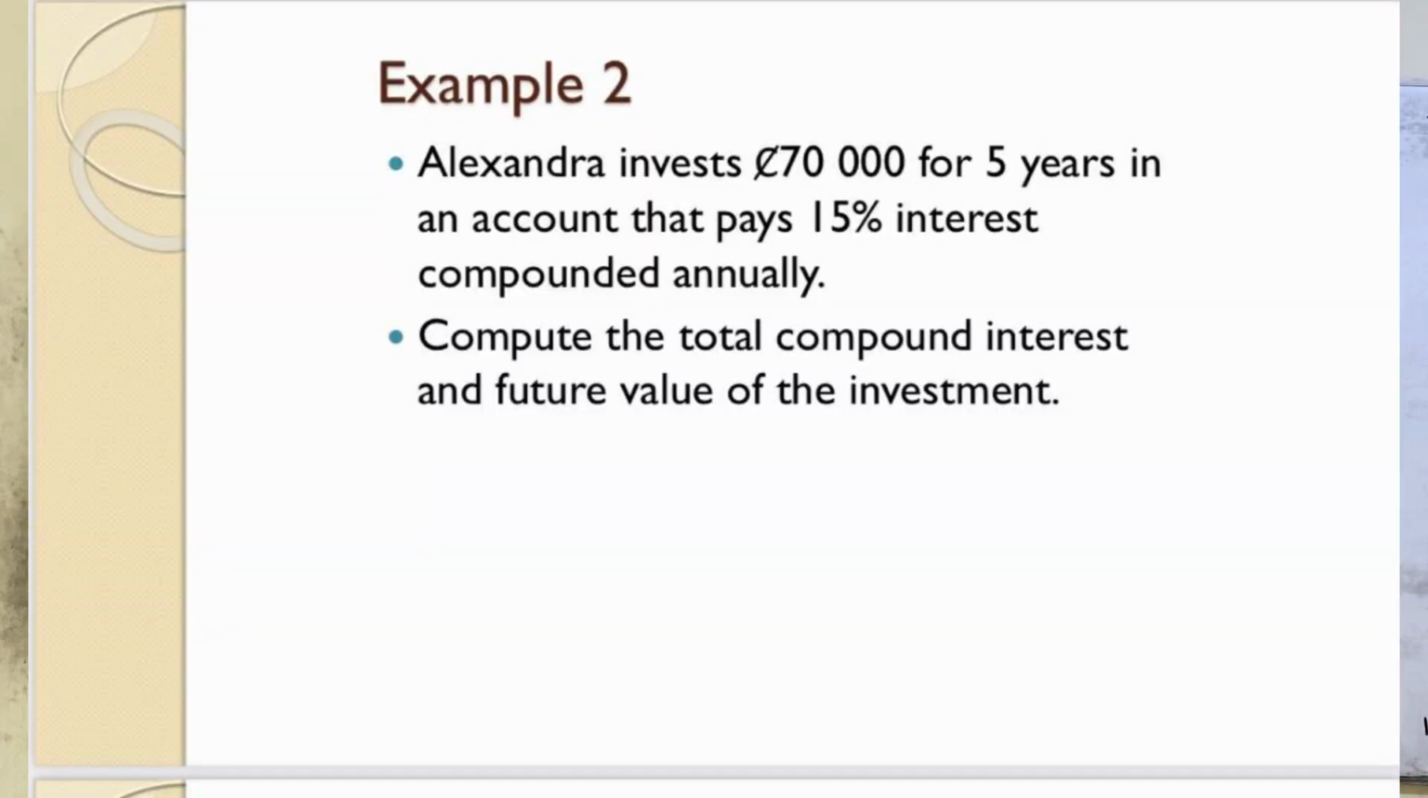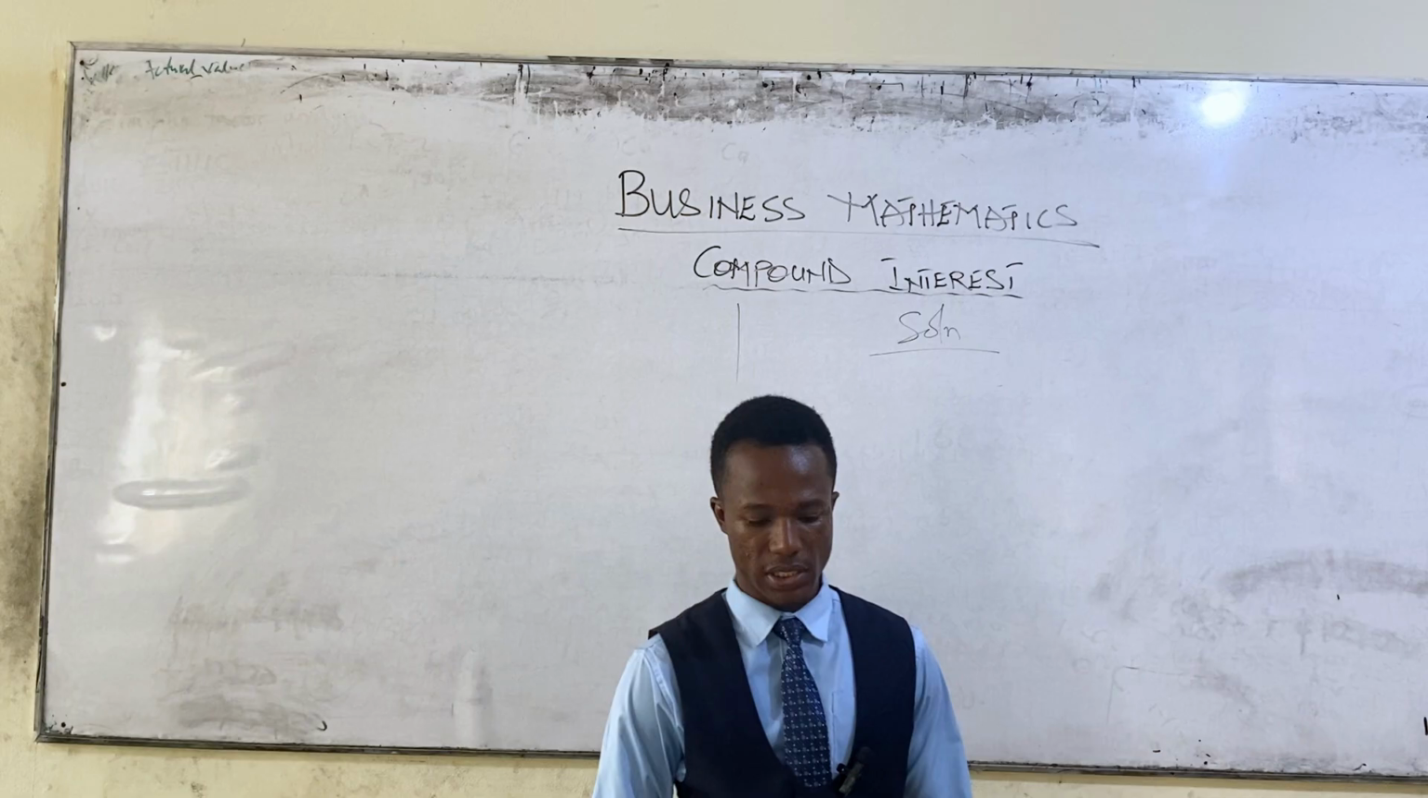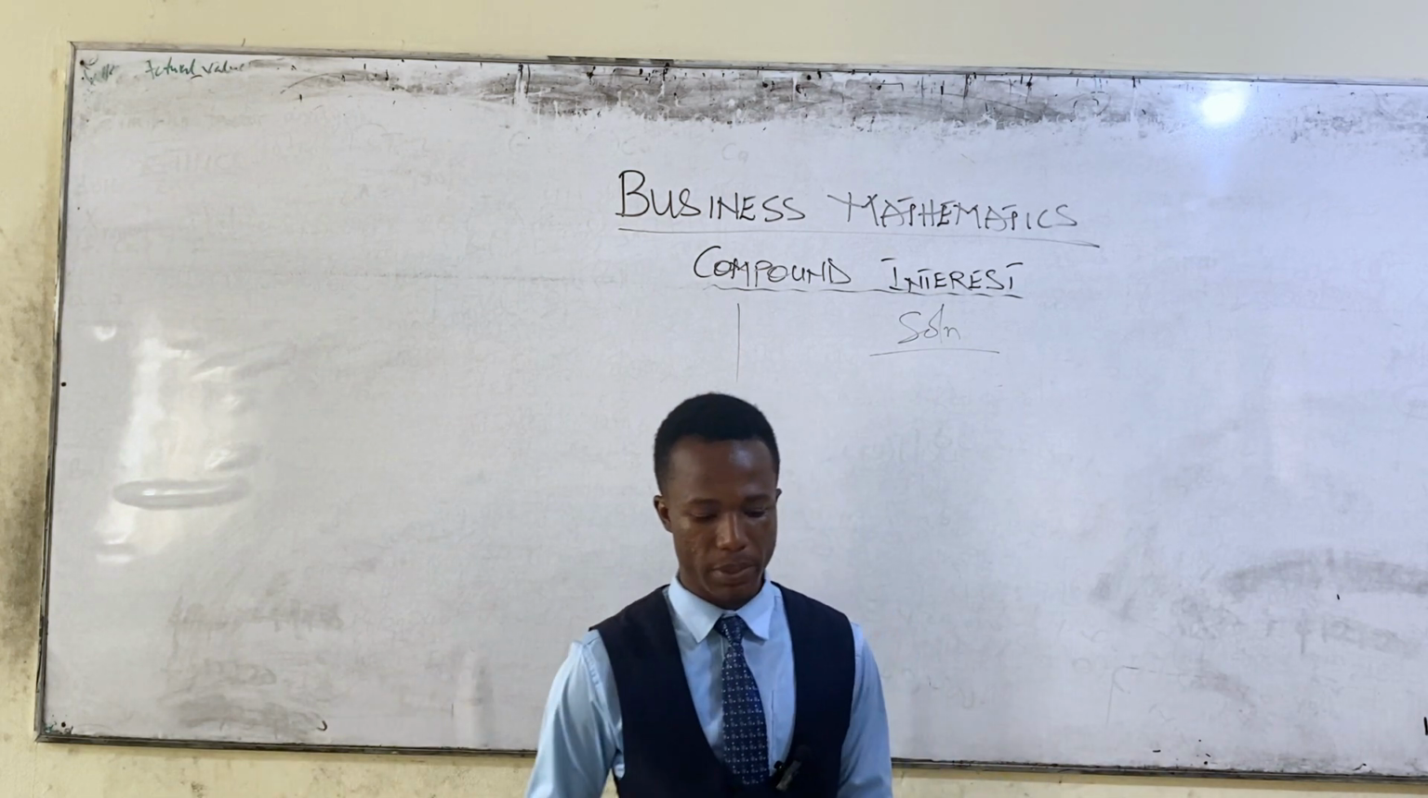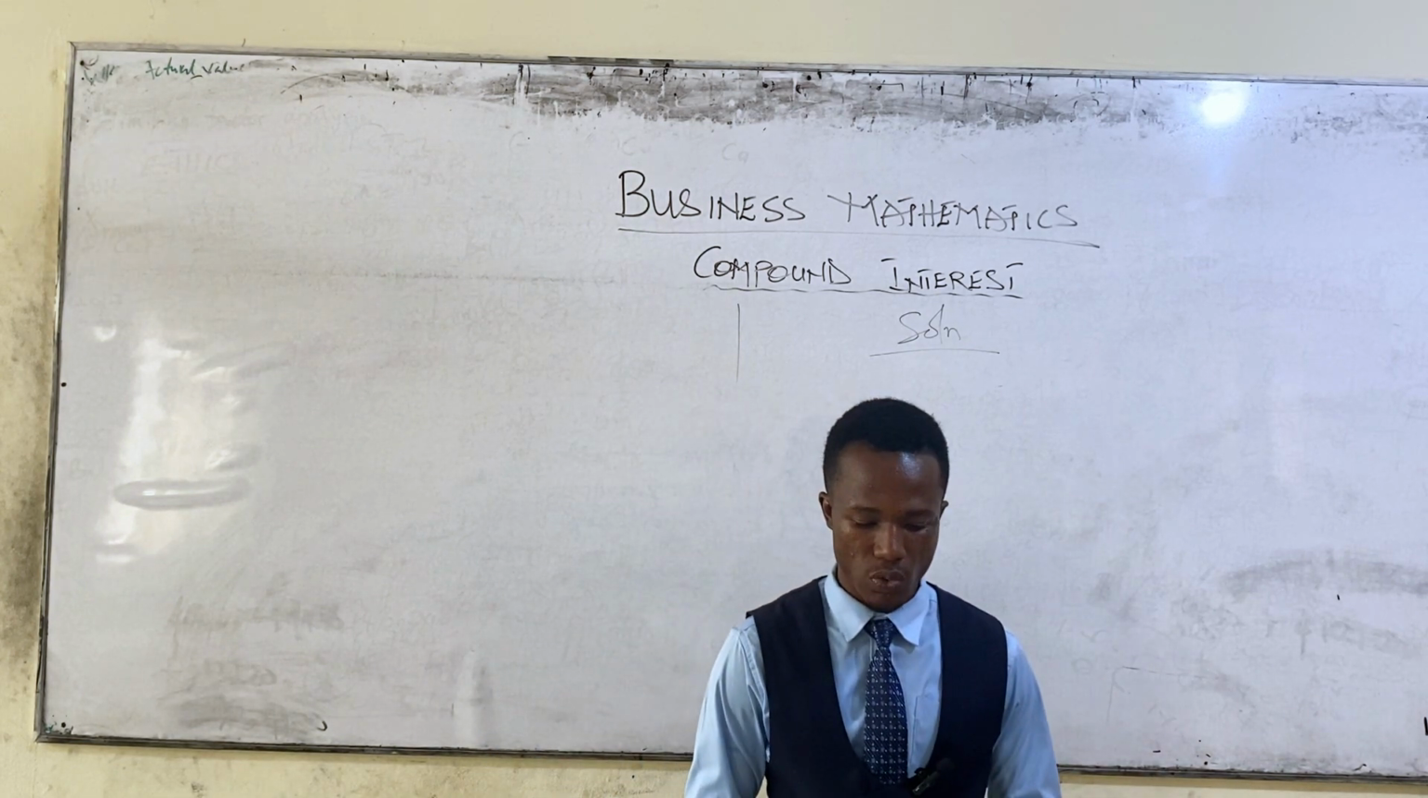We have the question on our screens. It says Alexandra invests 70,000 Ghana cedis for 5 years in an account that pays 15% interest compounded annually.